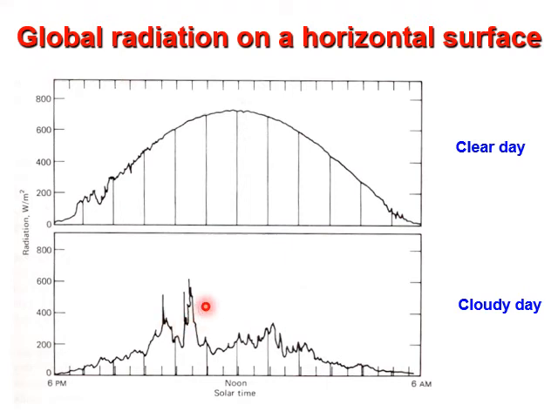So these two curves show the global radiation on a horizontal surface. The first curve shows when the sky is almost clear, and this curve is smooth, and another curve shows when the sky is cloudy, and this curve shows the solar radiation reading from morning to evening. And here we can see that at solar noon the reading is maximum.